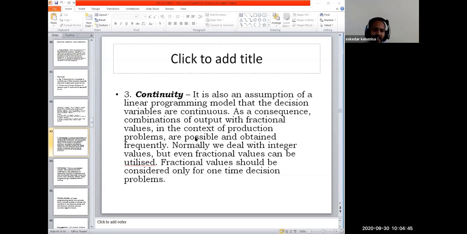With fractional values in the context of production problems. So there is a production problem, so continuity must exist, especially for variables. Normally we deal with integral values, but even fractional values can be utilized. Fractional values should be considered only for one-time decision problems.